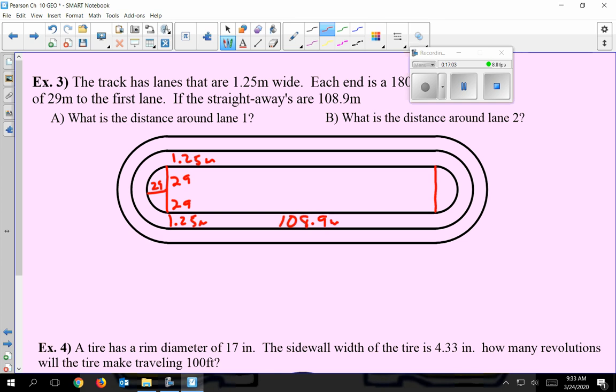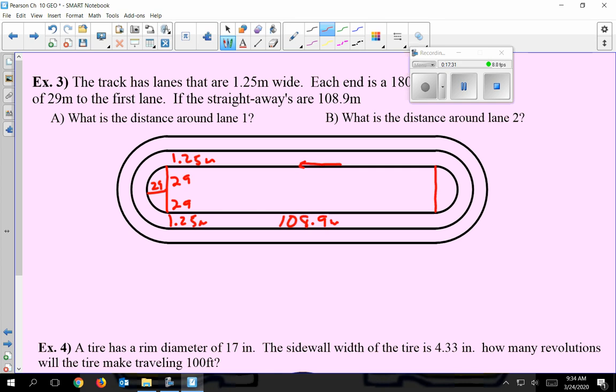They want to know what is the distance around lane 1. Now, some of you guys are in track, or you have to do it for PE. If I'm running around lane 1, am I running around the inside of the lane or the outside of the lane? Well, I used to have to do this a long time ago. I was taught get on the inside because it's really the shorter distance. So I'm really going to measure around lane 1 right on that line, okay?